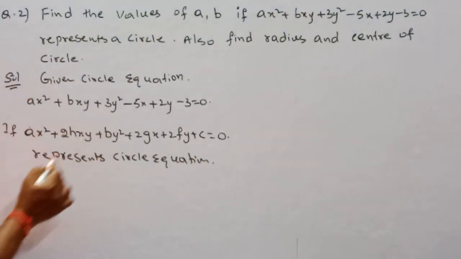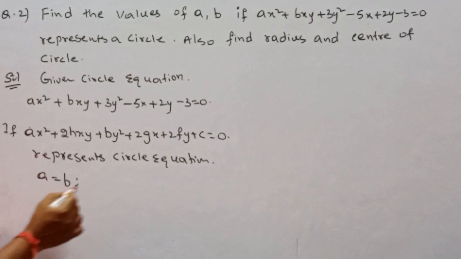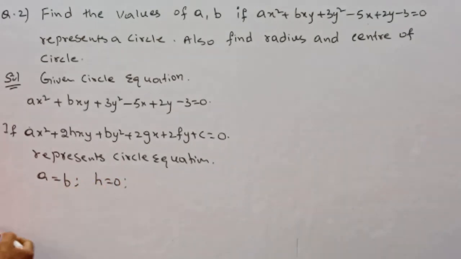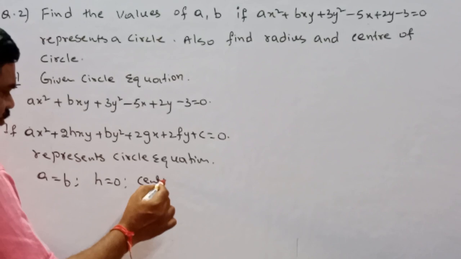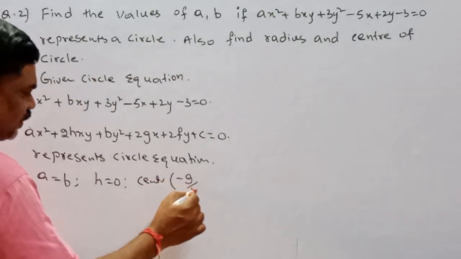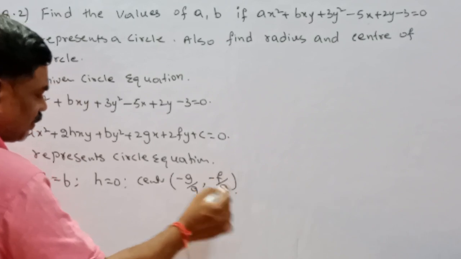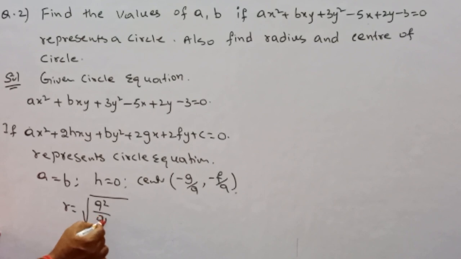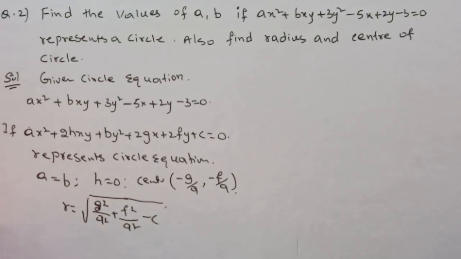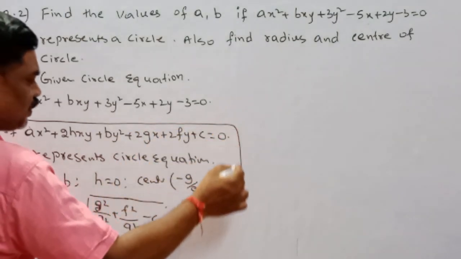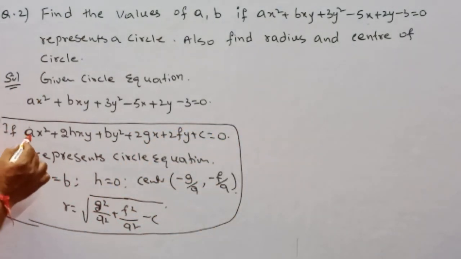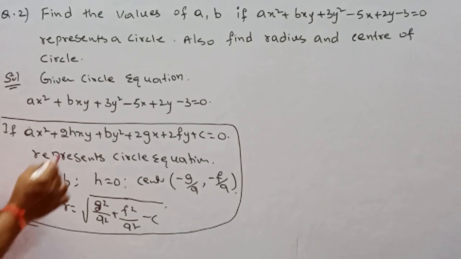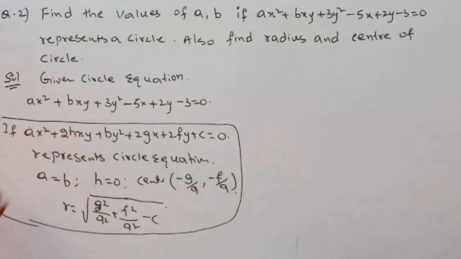First condition, a is equal to b and h is equal to 0. Center is minus g by a comma minus f by a. Radius is root over g square by a square plus f square by a square minus c. Okay, this is the formula. That means the x square coefficient is equal to the y square coefficient and the xy coefficient is equal to 0.